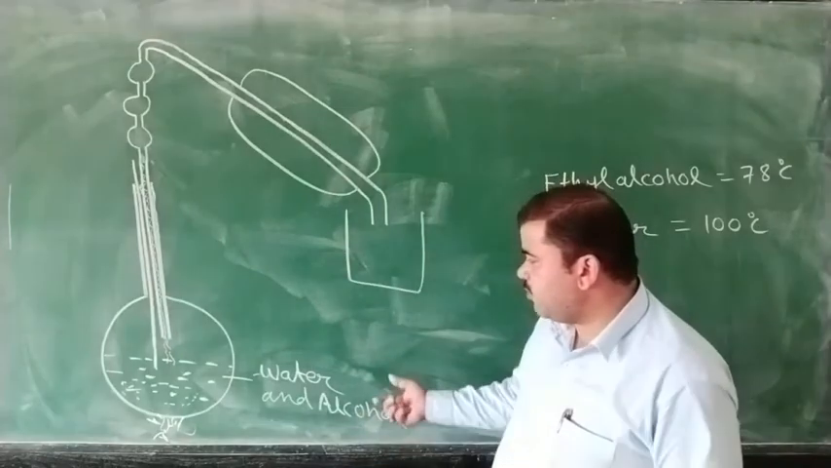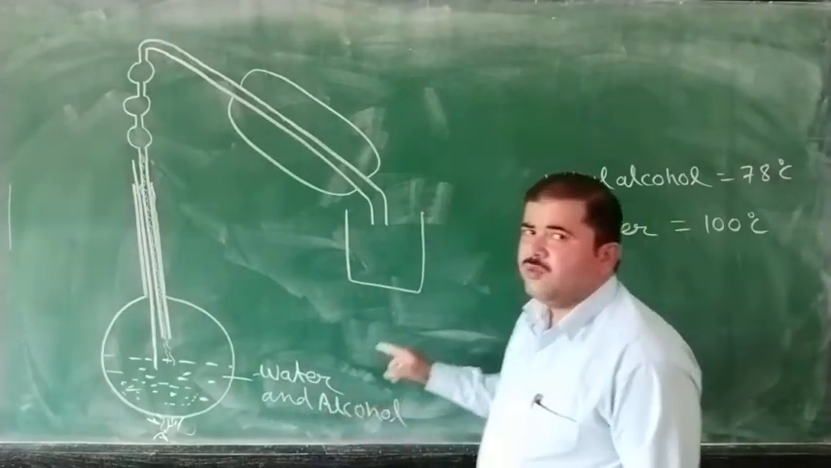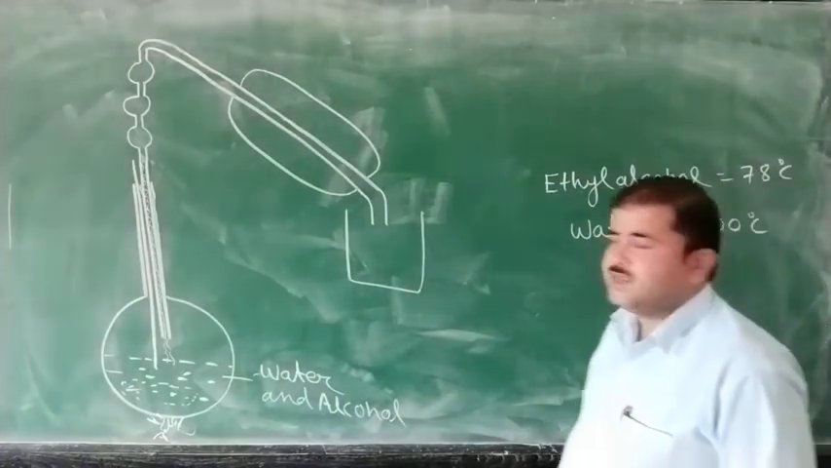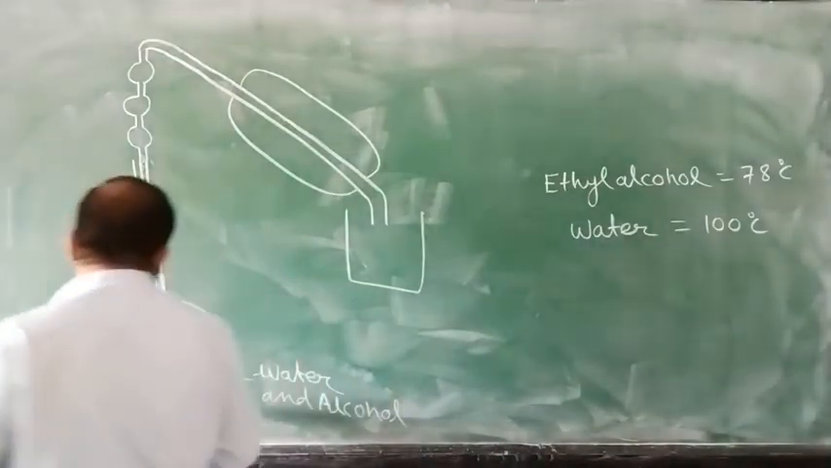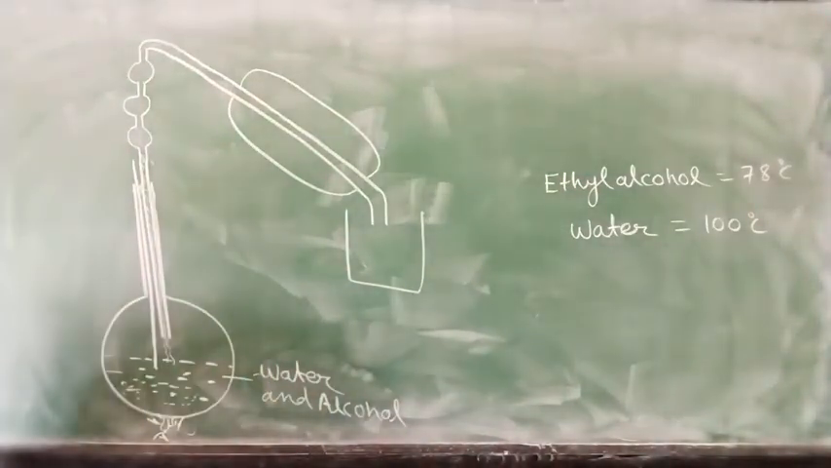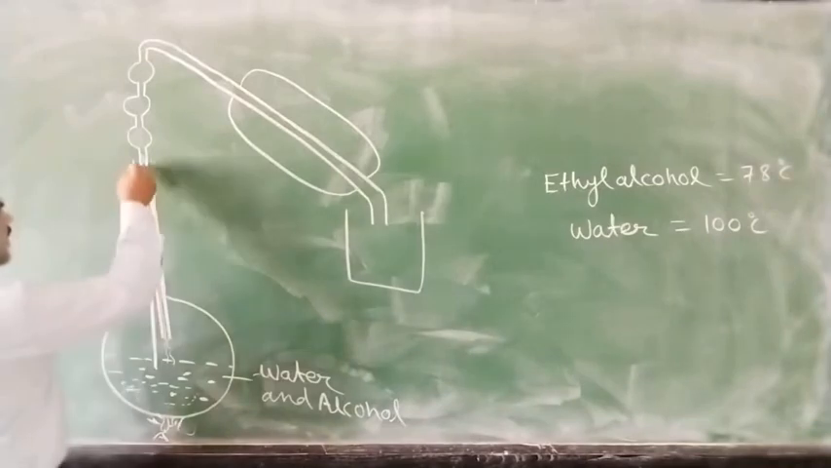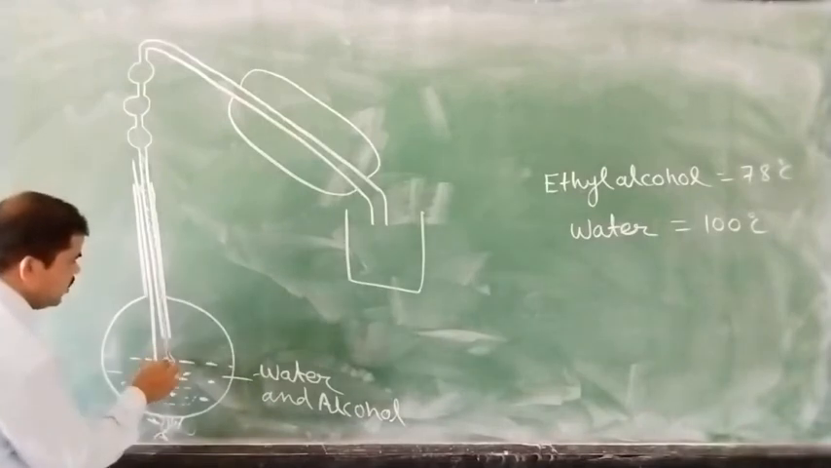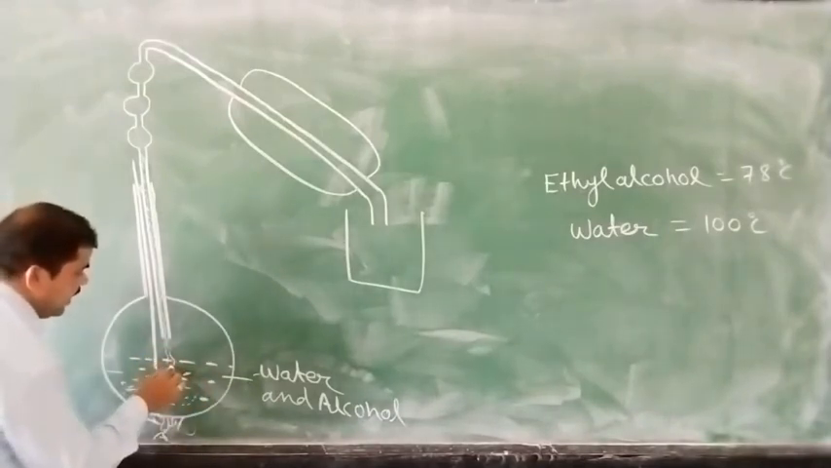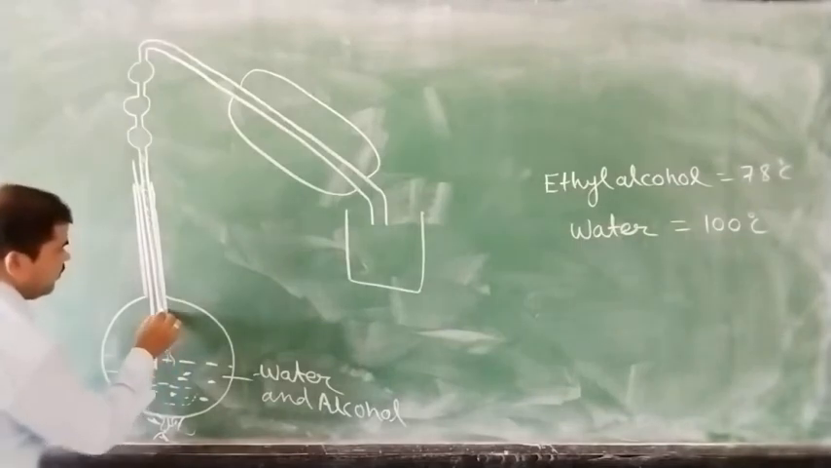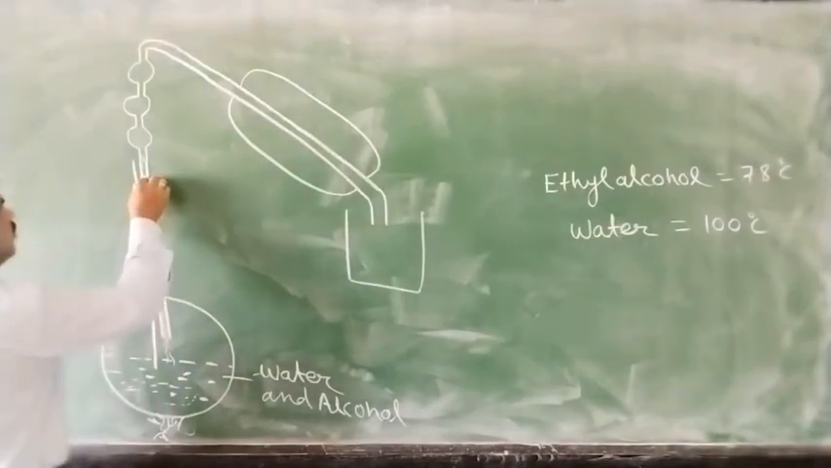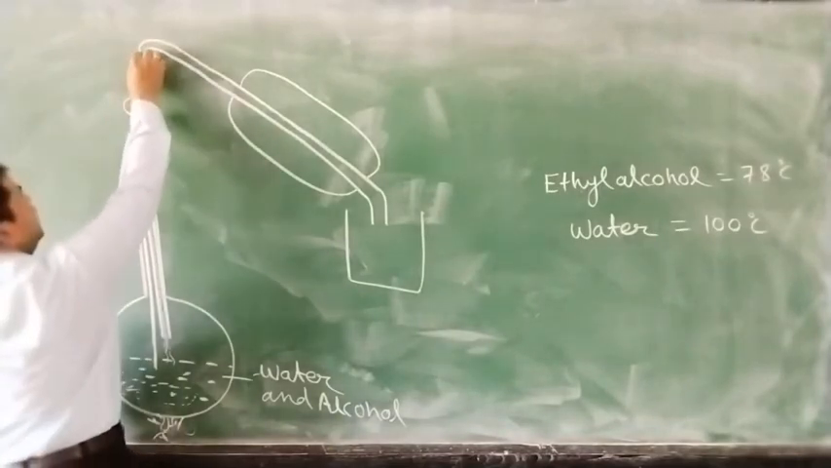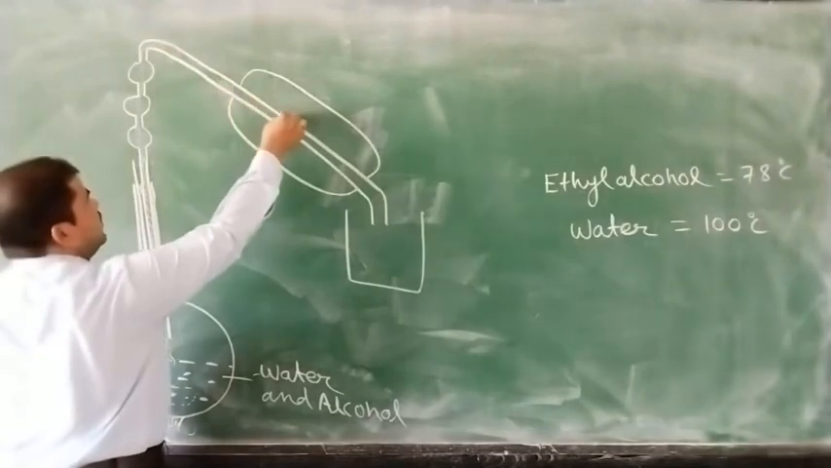So here we can see the difference in boiling point: ethyl alcohol boiling point 78 degrees Celsius and water boiling point 100 degrees Celsius. If we give a temperature of about 78 degrees Celsius, a little bit more, we can take up to 80 degrees Celsius. In this way, all the ethyl alcohol will change into vapor form, and this ethyl alcohol will pass through the fractionating column, and then it will pass through the Liebig condenser.